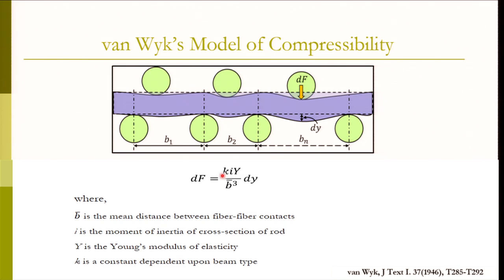So, using simple theory of elasticity, he calculated the force which is required to create a deflection dy. Here he made use of a beam constant, which depends on what kind of beam you would like to take, then I, the area moment of inertia, then Y, Young's modulus, and b bar cubed, where b bar is the mean distance between the fiber to fiber contacts. One of the major contributions of his research work was to calculate the mean distance between the contacts in case of random fibrous assemblies. So, in this lecture we are going to focus on how to calculate the mean distance between the contacts using Van Wyck's work.